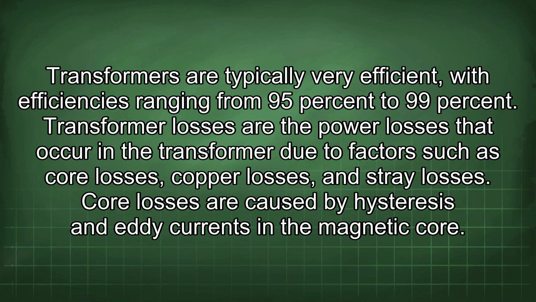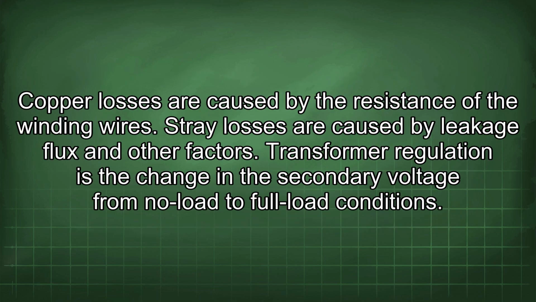Transformer losses are the power losses that occur in the transformer due to factors such as core losses, copper losses, and stray losses. Core losses are caused by hysteresis and eddy currents in the magnetic core. Copper losses are caused by the resistance of the winding wires. Stray losses are caused by leakage flux and other factors.